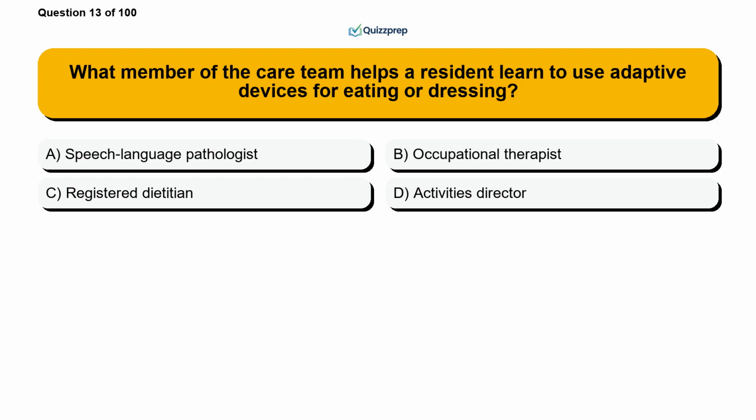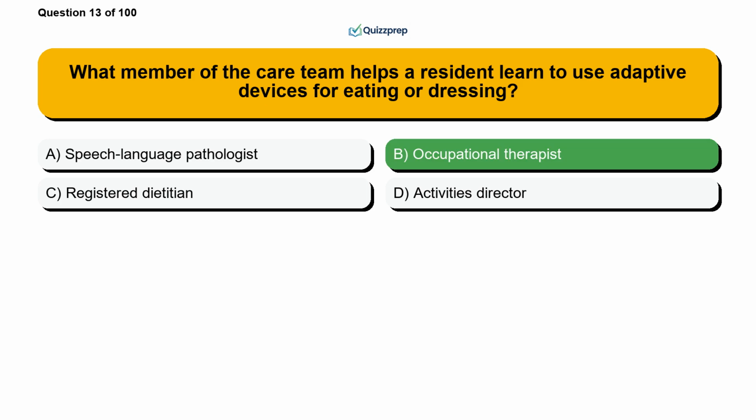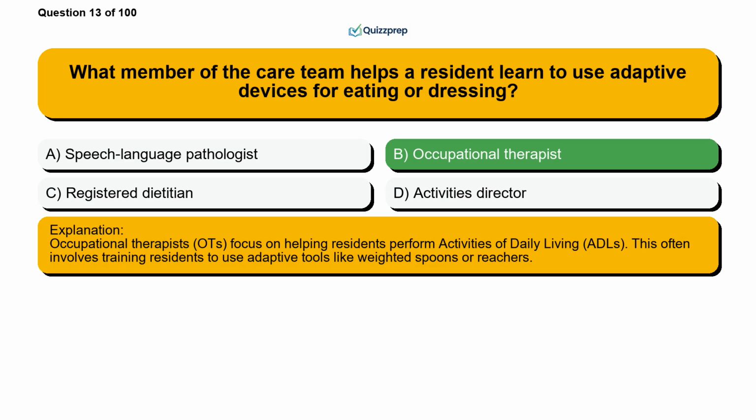Question 13. What member of the care team helps a resident learn to use adaptive devices for eating or dressing? Option A, speech-language pathologist. Option B, occupational therapist. Option C, registered dietitian. Option D, activities director. The correct answer is option B, occupational therapist. Occupational therapists, OTs, focus on helping residents perform activities of daily living, ADLs. This often involves training residents to use adaptive tools like weighted spoons or reachers.